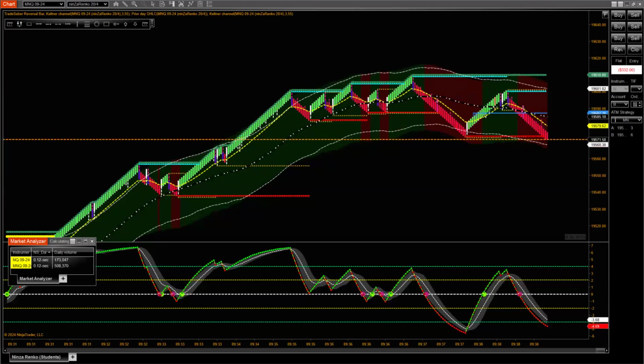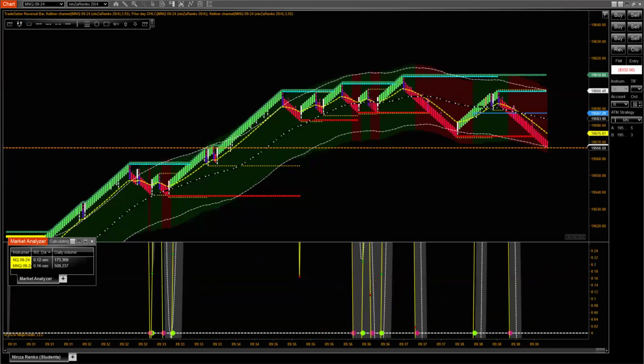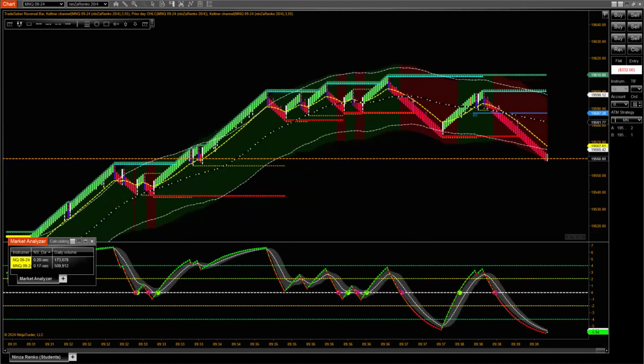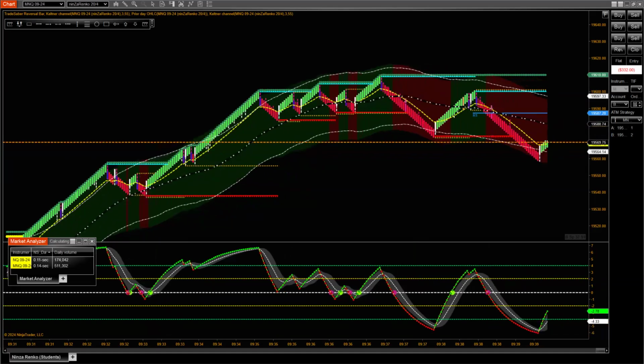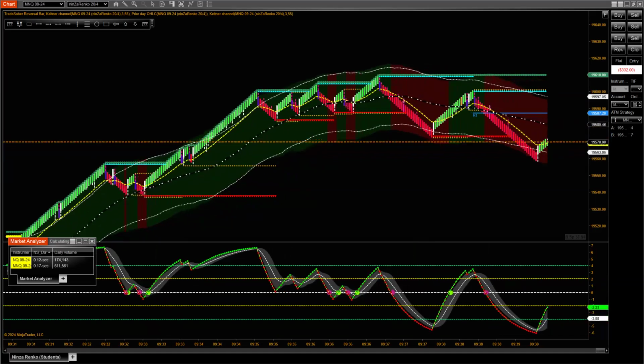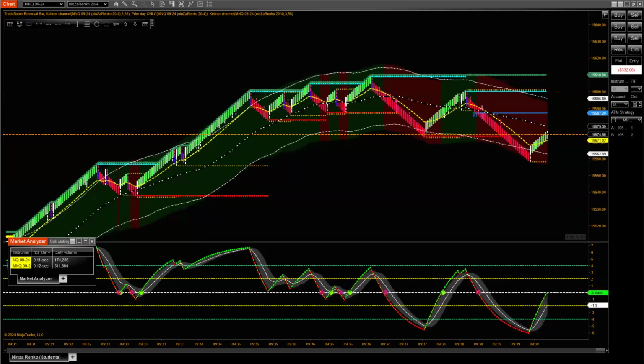Let's see what they do here. See it pull back into that. Nope, not quite. Just bring it all the way down. Oh, they had that pullback before. Yeah, so here they had a pullback. Just wait for the reversal bar in the mid band.